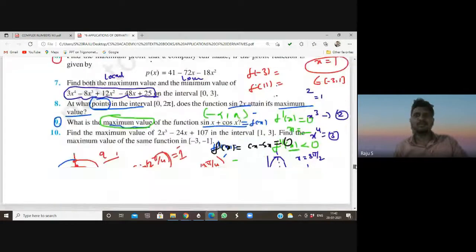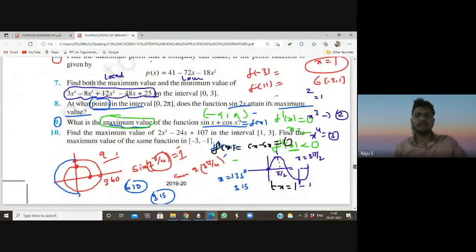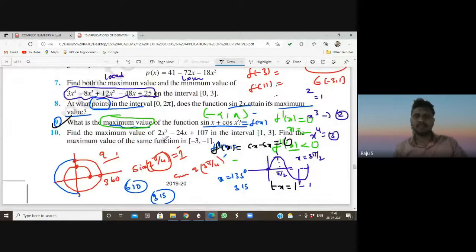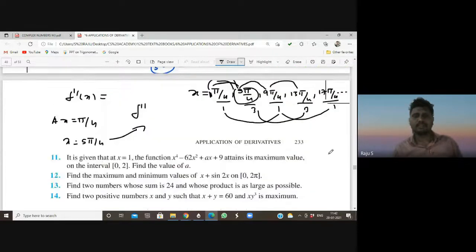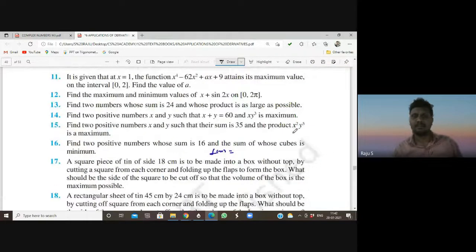Okay, students, you can try to do question number 9 as well as question number 10. They have just given a polynomial. You can try to do question number 10 also. So in the next class, we'll do the remaining problems.